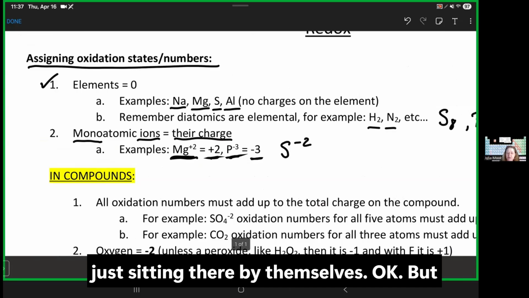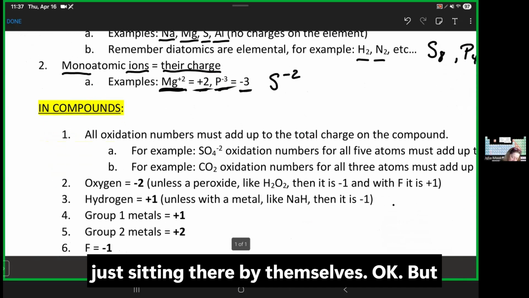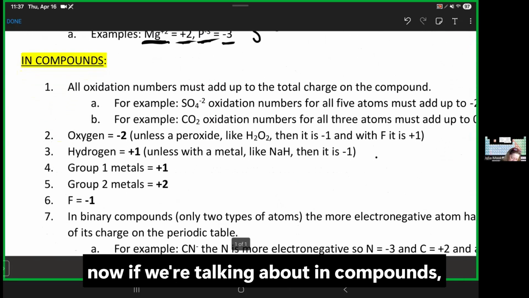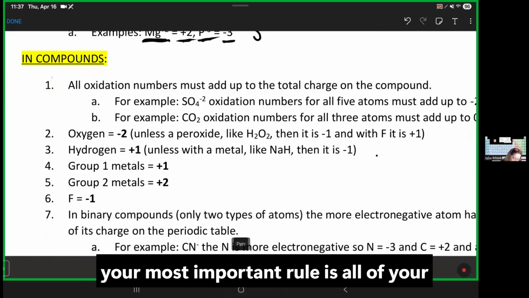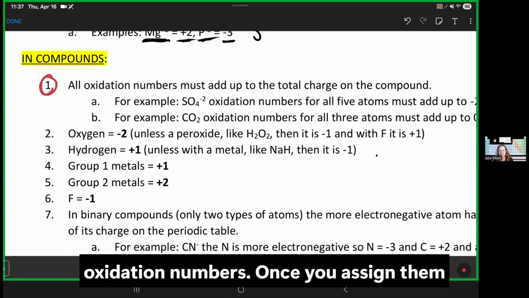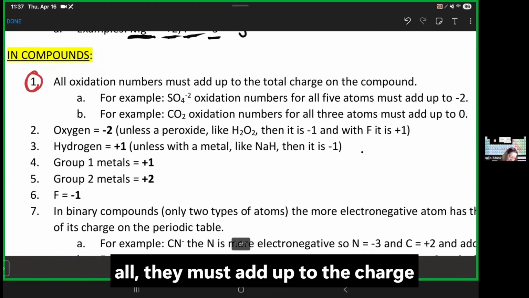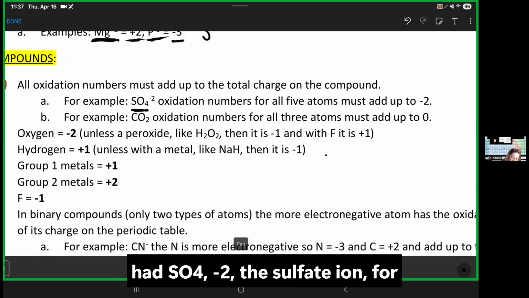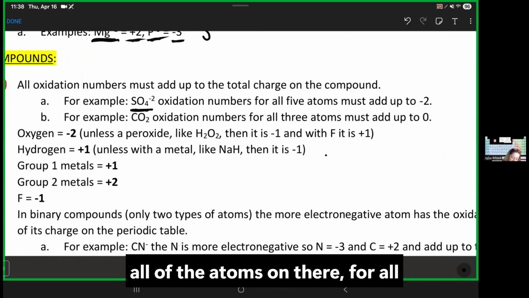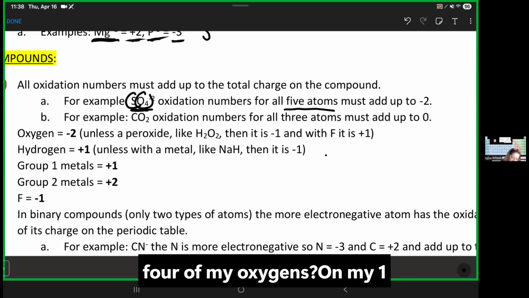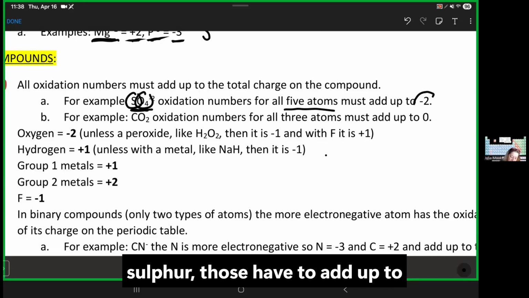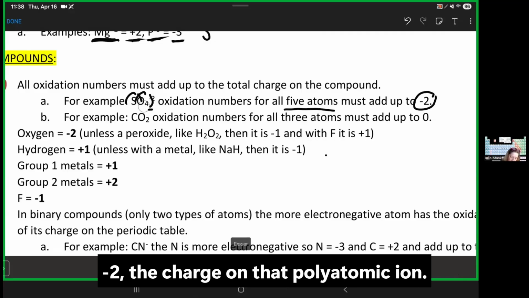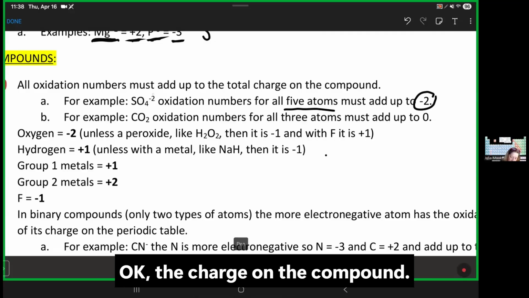Now we're talking about if it's in a compound. Both of these were just sitting there by themselves. But in compounds, your most important rule is that all of your oxidation numbers, once you assign them all, must add up to the charge on the compound. Like if I had SO4 -2, the sulfate ion, all 4 of my oxygens and my 1 sulfur have to add up to -2, the charge on that polyatomic ion.